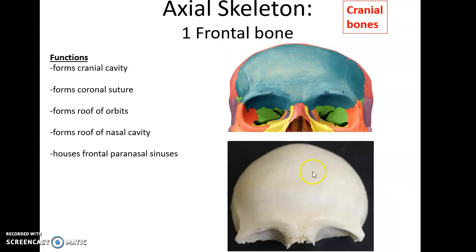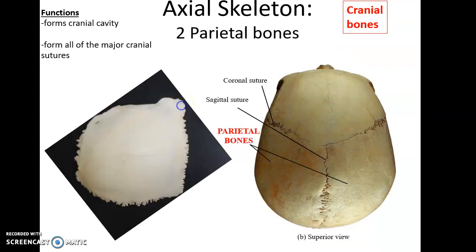First up, the frontal bone. The frontal bone, making up the forehead, helps form the cranial cavity, helps form the coronal suture, helps form the roof of the orbits for the eyes, helps form the roof of the nasal cavity, and houses paranasal sinuses, so it has open spaces inside itself.